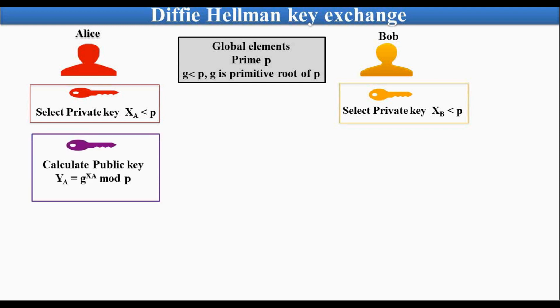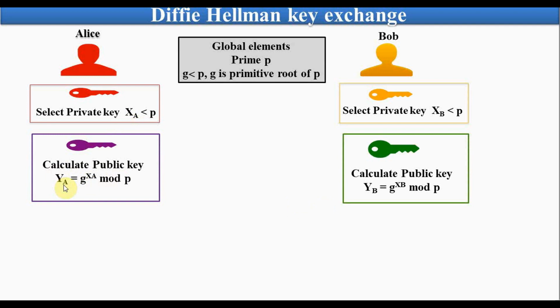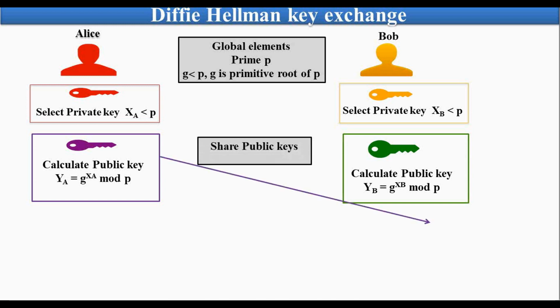Then the public key should be calculated. It is calculated by Alice using this formula. So YA is the public key, G is the primitive root which you have obtained, G power XA, where XA is the private key, mod P. Modular exponentiation takes place and we get the public key. Similarly, Bob also calculates his own public key. After calculating the public keys, they both share their public keys with each other. Alice and Bob share their public keys with each other.